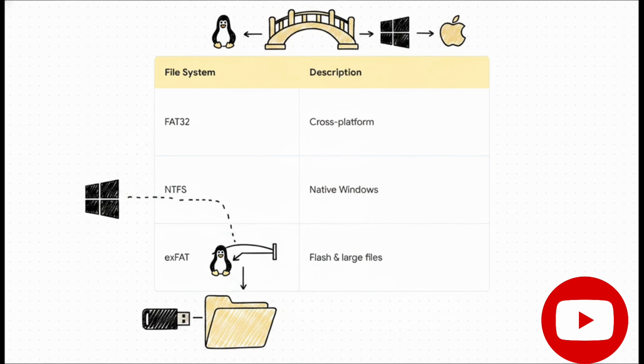And, of course, Linux doesn't exist in a vacuum, right? It relies on cross-platform veterans to bridge the gap. FAT32 is kind of your universal translator for older media. NTFS, that's what lets Linux natively read and write to your Windows partitions. And if you're dealing with modern flash storage and massive files like 4K video, exFAT is what guarantees seamless data transfers across Mac, Windows, and Linux.